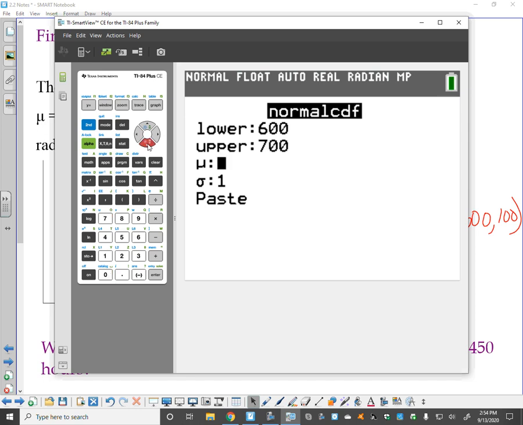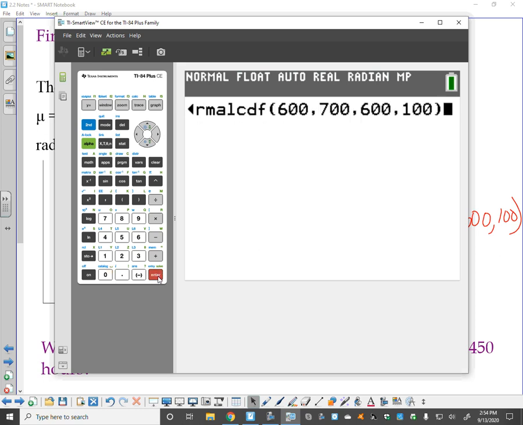There's my mu. Now notice your mu defaults to a 0 and your sigma is a 1. So ladies and gentlemen, this is defaulting to a standardized test statistic. This is defaulting to your z-score, where your mu is always 0 and your standard deviation is always 1. So just FYI, that's why that's there. Okay, so I'm going to change this to 600 and my standard deviation is 100. I'm going to hit enter.